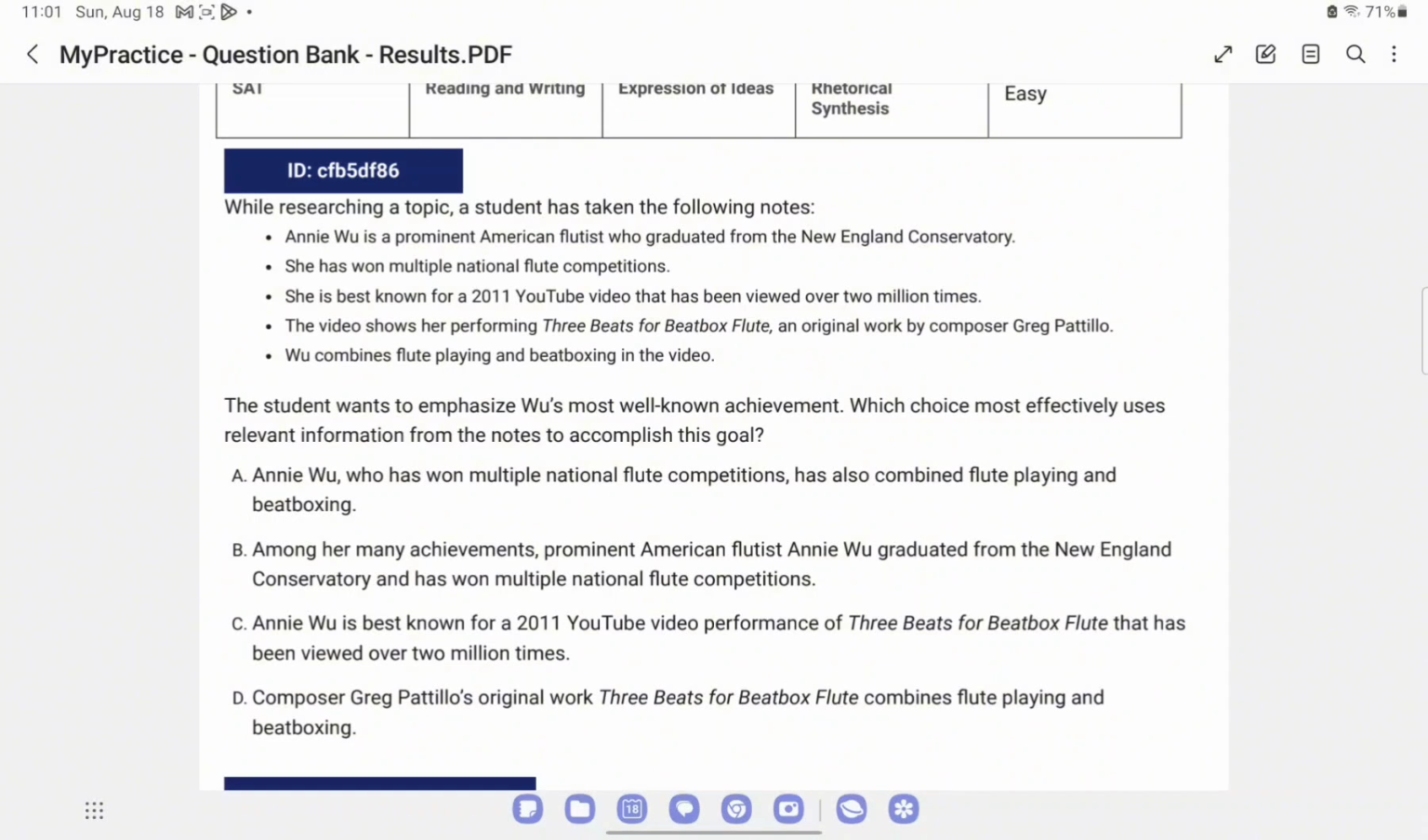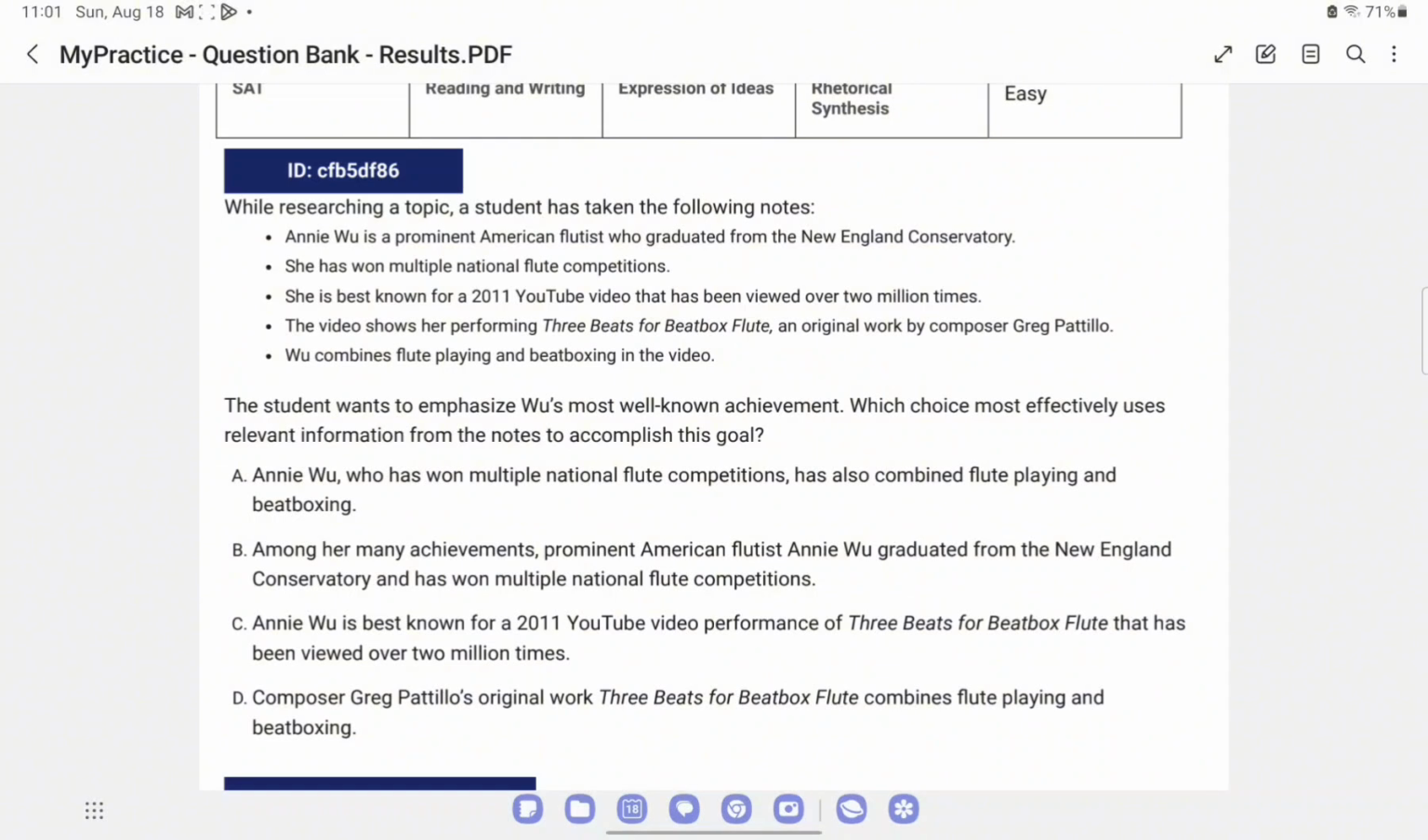Okay, well, let's see. Is that her most well-known achievement? Is combining flute playing and beatboxing her most well-known achievement? Because if that's her most well-known achievement, and it's not the winning flute competitions, then maybe A is correct, actually.